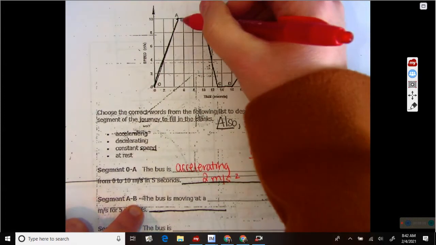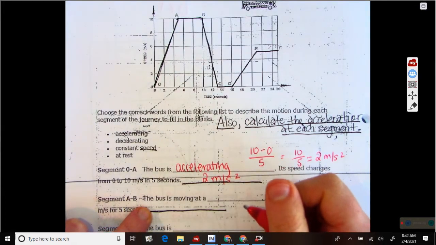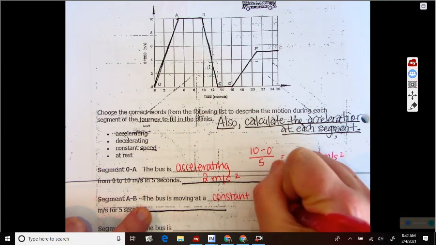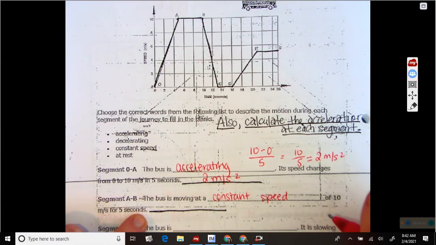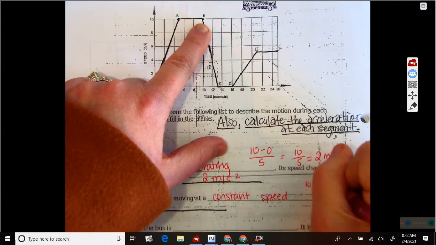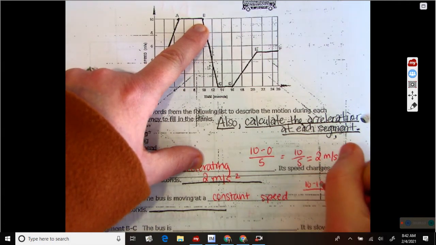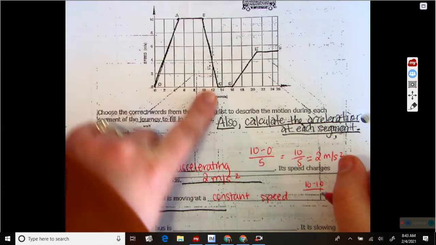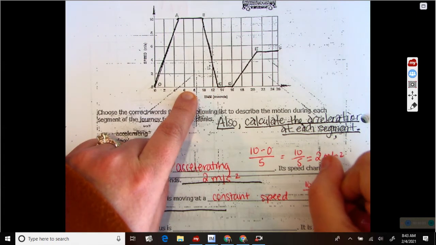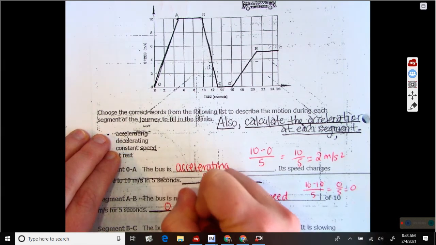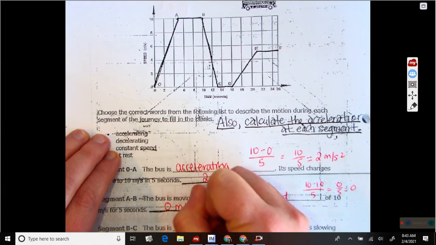What about A to B? So A to B, my speed is constant speed. And if our car is at a constant speed of 10 meters per second for 5 seconds, our acceleration would be final velocity at B, 10 minus 10 over 5. A to B is from about 5 to 10, so about 5. So 10 minus 10 is 0, divided by 5 would be 0. So our acceleration is going to be 0 because he's traveling the same speed. 0 meters per second squared.